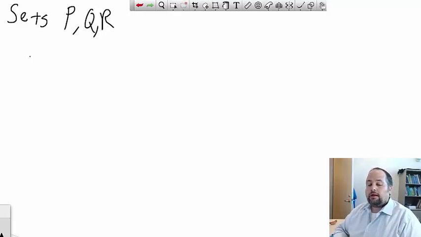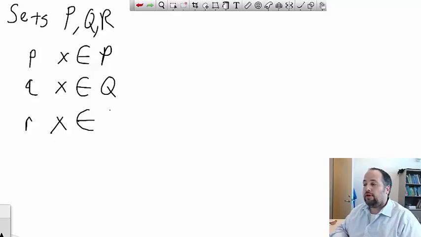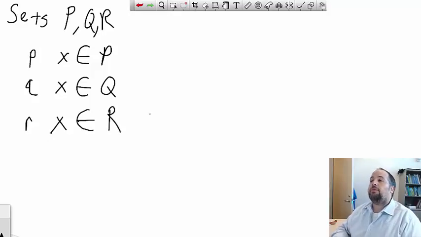Let's say that we have a rule P. And rule P means that X is a member of the set P. We have rule Q, which means that X is a member of the set Q. And then we have rule R, which means that X is a member of the set R. All right? So those are our rules, and we're going to immediately forget about them and start moving on to other things, but keep that in the back of your mind.